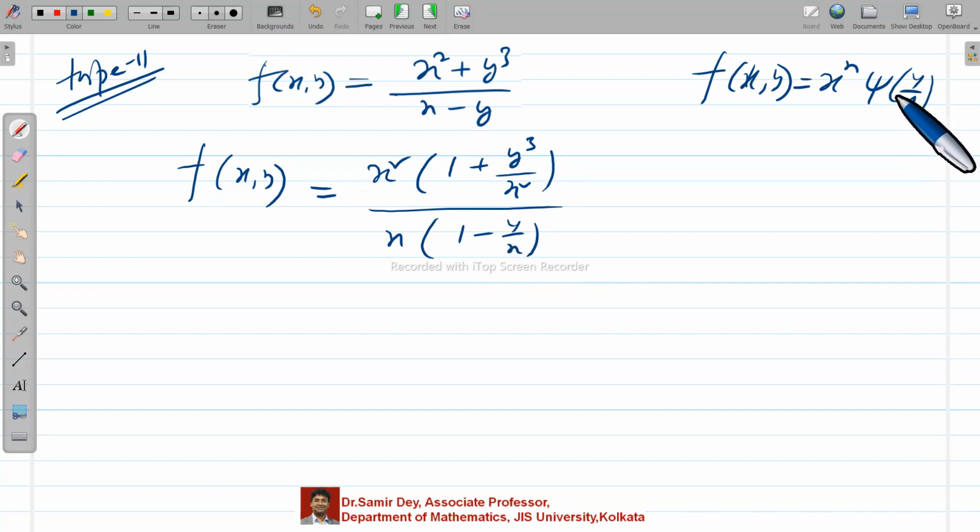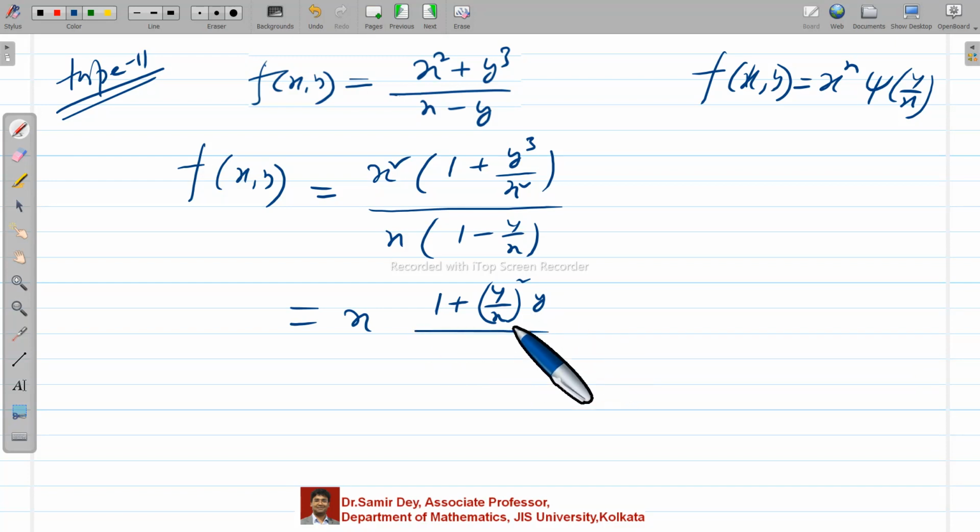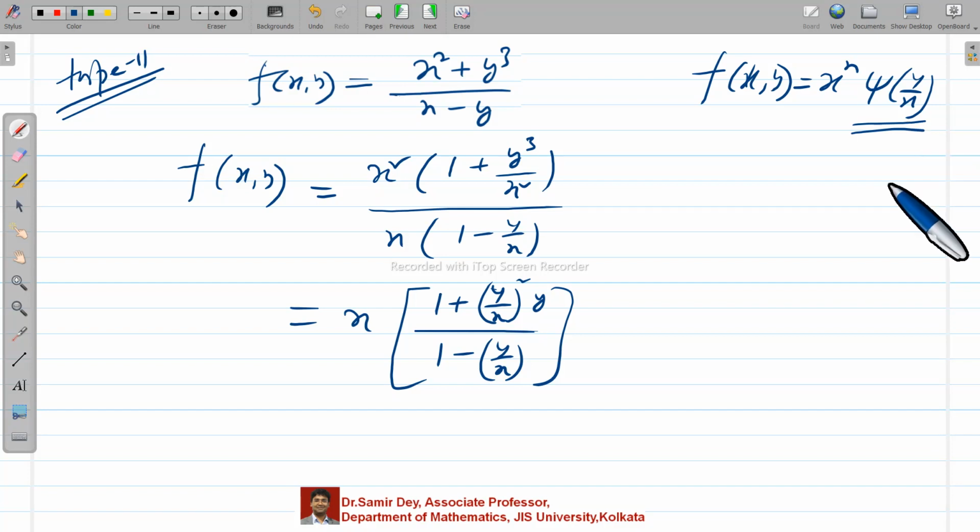So what is our target? Our target is to express it in y by x type. So here you may write x, and from here you may write 1 plus y by x whole square, and y is extra, and from here 1 minus y by x exactly. Now our target is to express the whole function in y by x type. But here one y is extra, so it is not possible to express it as a function of y by x.